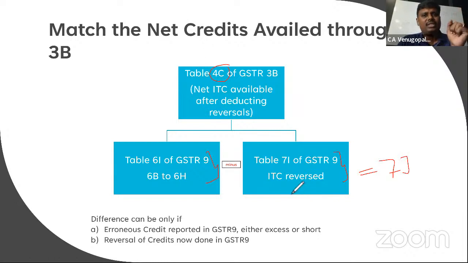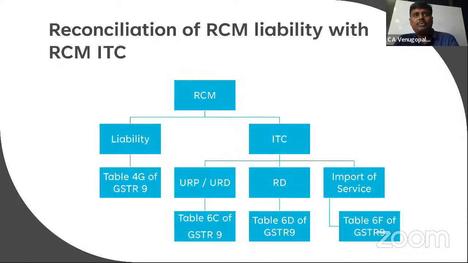So 7J of GSTR 9 should be matching with 6B to 6H. The total is 6I, which we have seen in the earlier slide. So 6I minus 7I should be equal to 7J. This is another check one has to do before filing your GSTR 9.